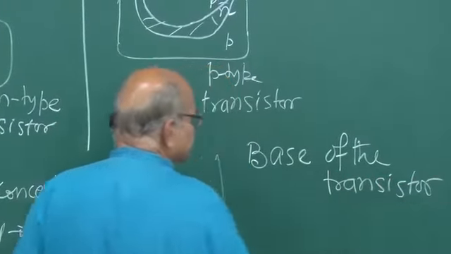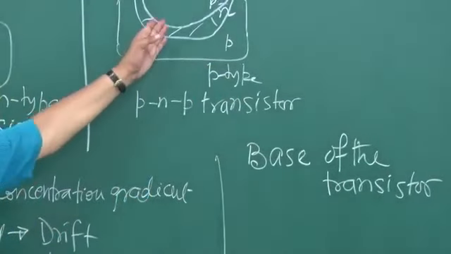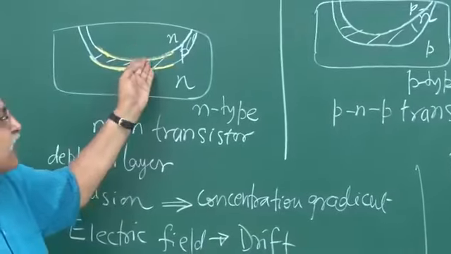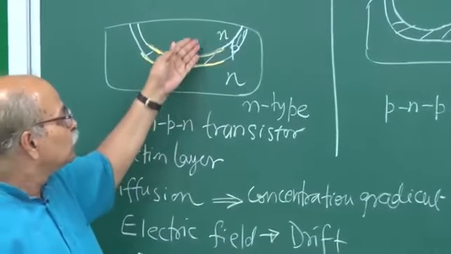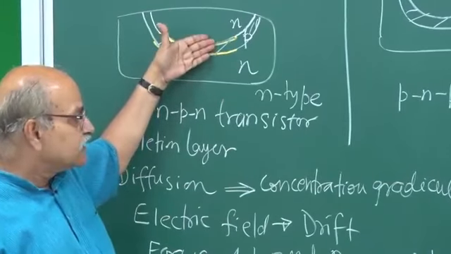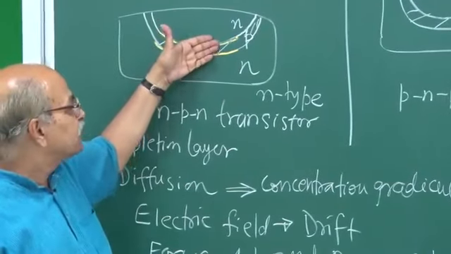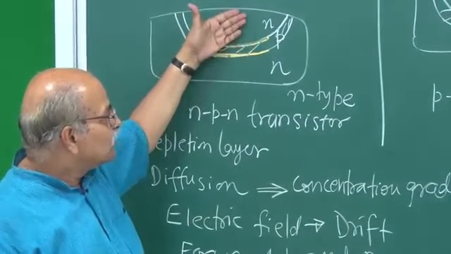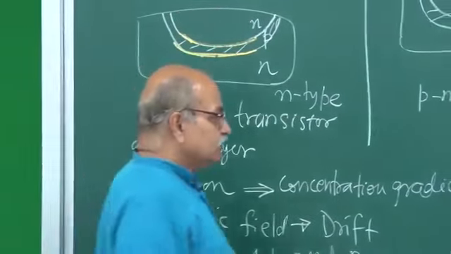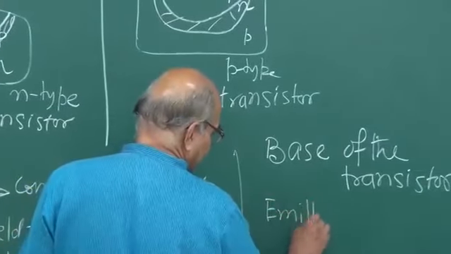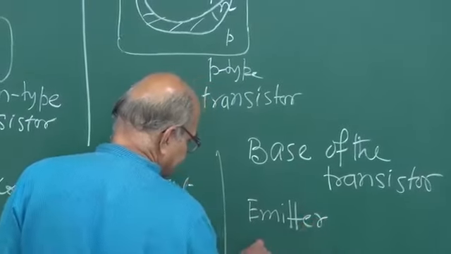So you have three regions, 1, 2, 3. The middle one, which is sandwiched between two semiconductors with the same kind of doping, is called the base. Then one of these two is called the emitter, and the other is called the collector.